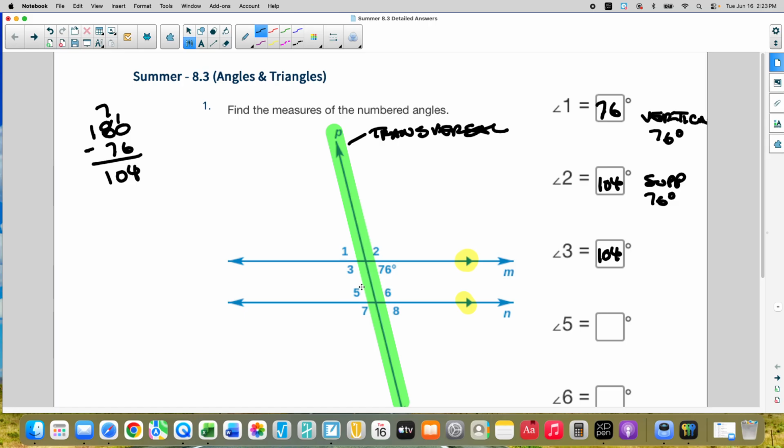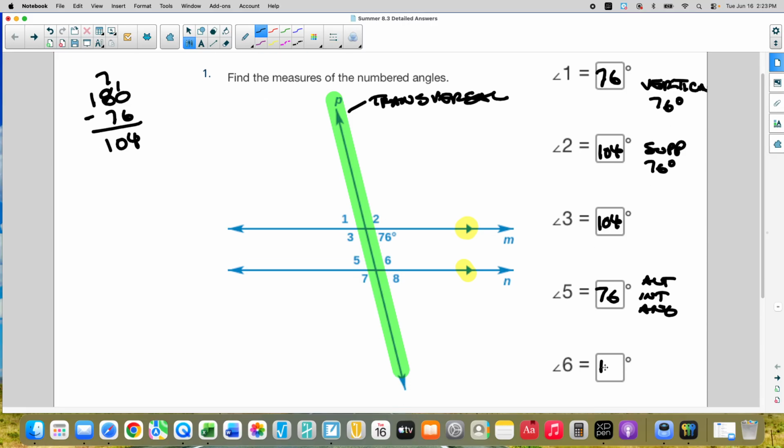And angle 5 we can say is 76 because it's an alternate interior angle. It alternates on the transversal, and it's interior to the 2 parallel lines. Angle 6, well, angle 6 is going to be 104 because it is corresponding. This is top right. This is top right. So angle 6 and 2 are congruent because angle 6 corresponds with angle 2.